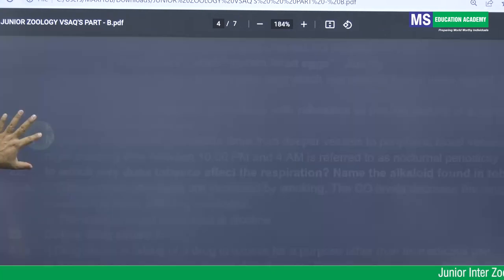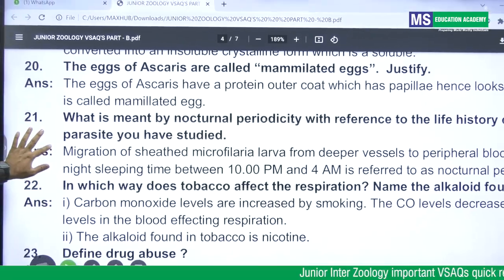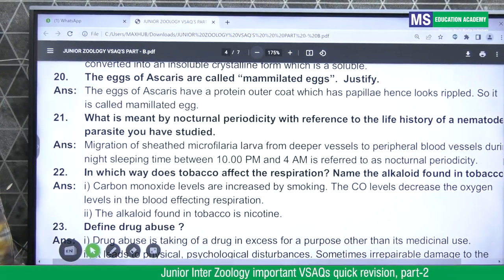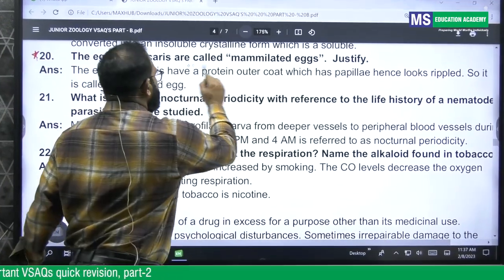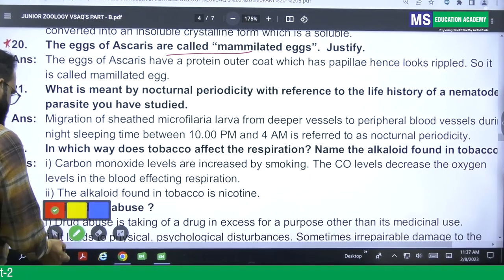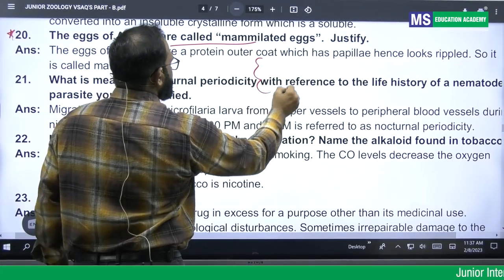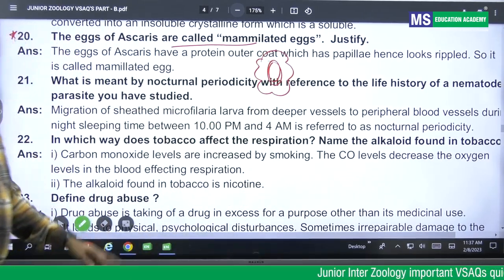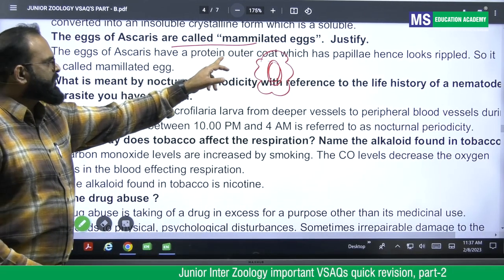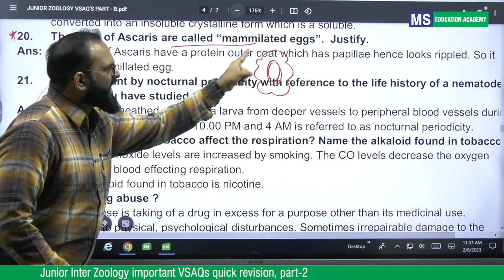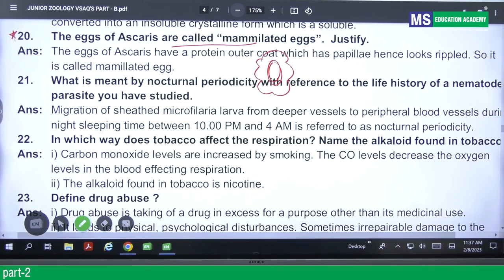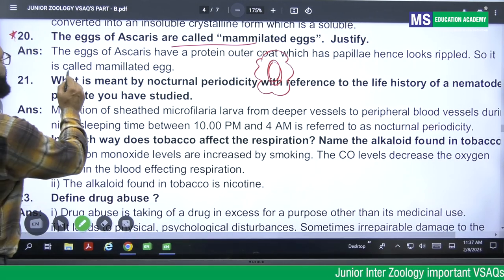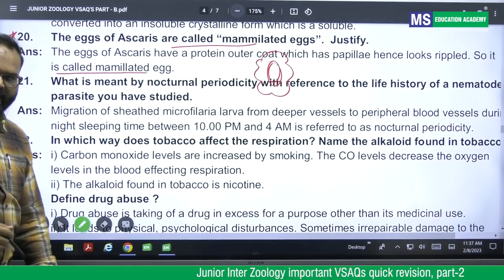So this question we have given in our half yearly exams even. The eggs of Ascaris are called mammillated eggs. Justify. For this, you need to draw a diagram. Right. The eggs of Ascaris have a protein outer coat which has a rippled surface. Wavy surface, rippled surface. So the eggs of Ascaris are called mammillated eggs.